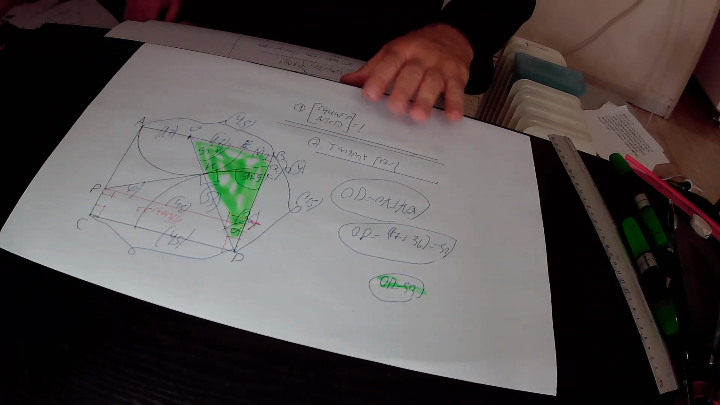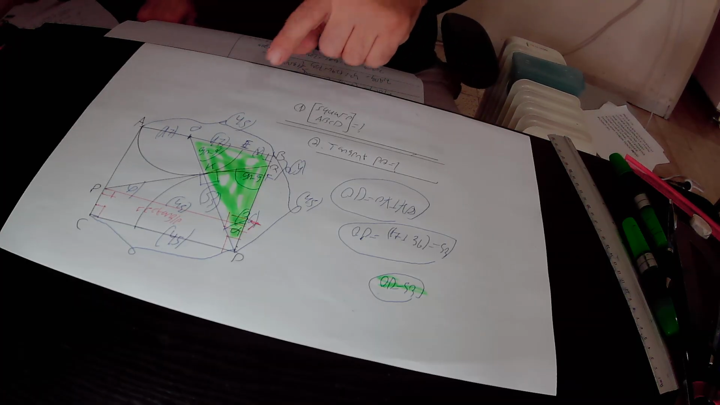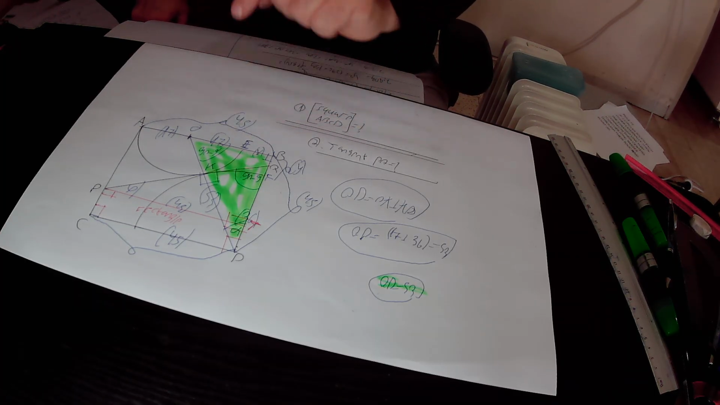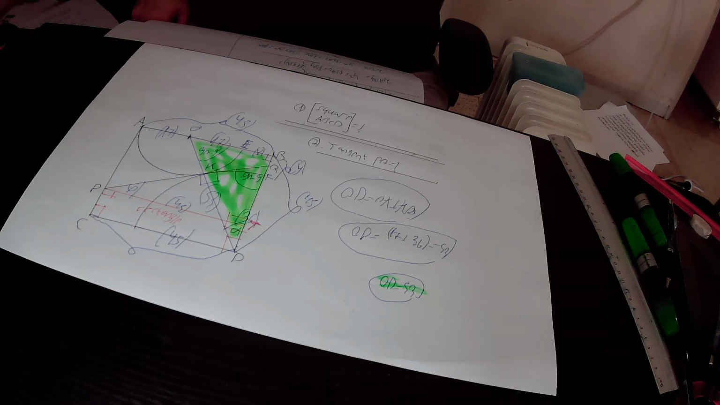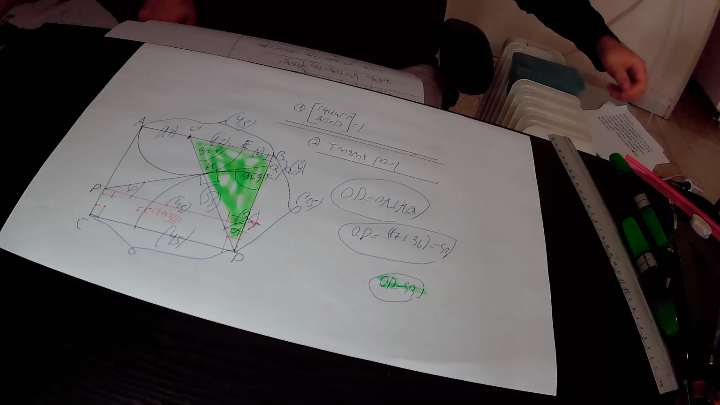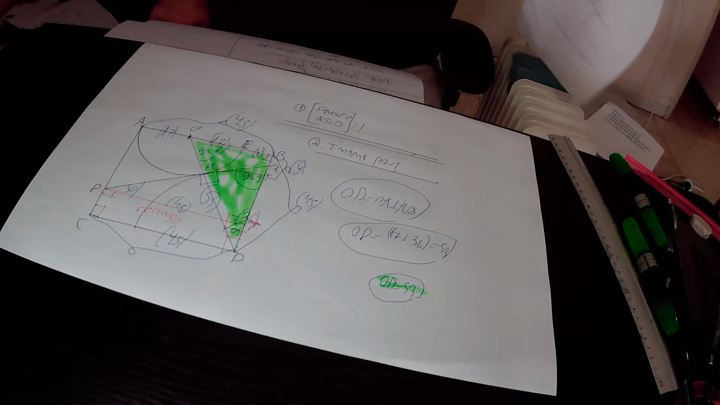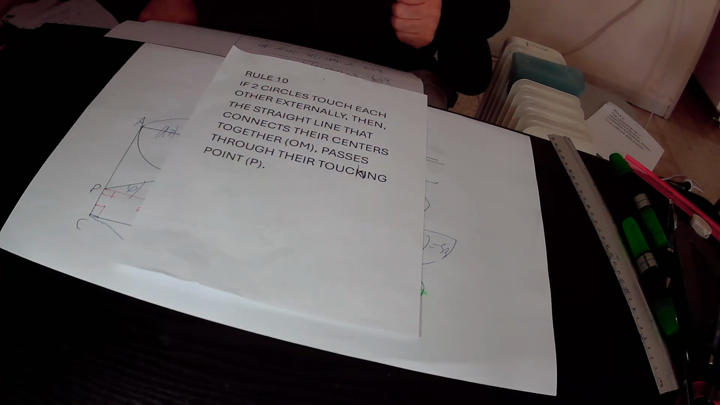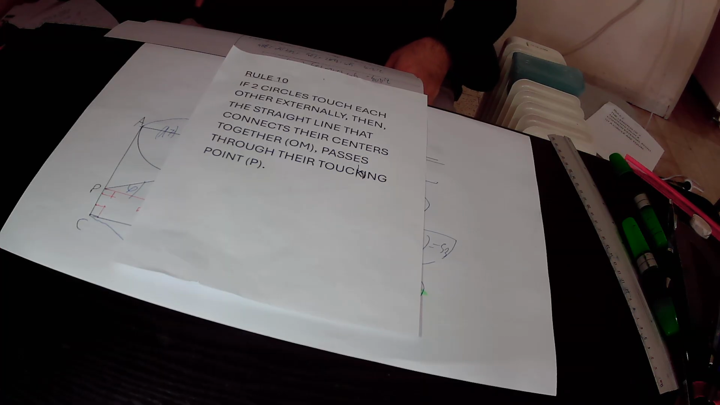Here you can implement rule 10, as the semicircle touches the quarter circle externally at point K. According to rule 10, if two circles touch each other externally, then the straight line that connects their centers passes through their touching point.